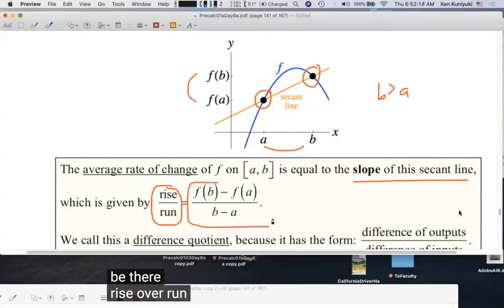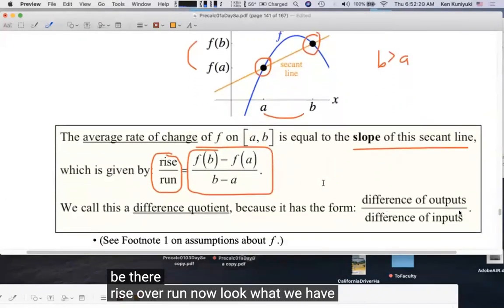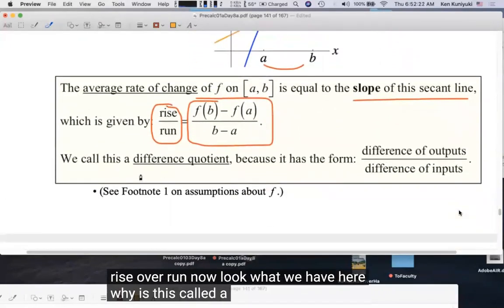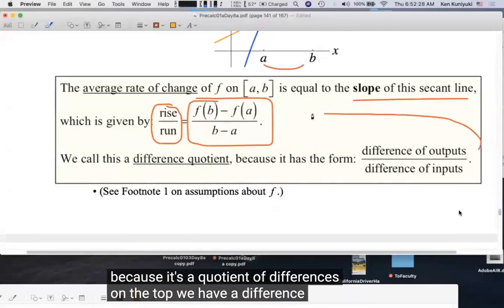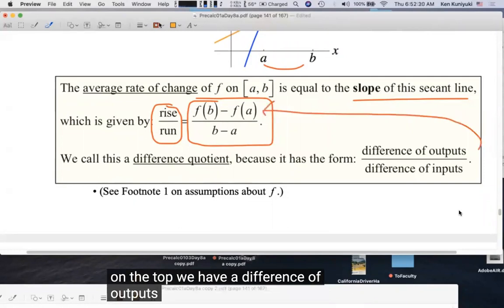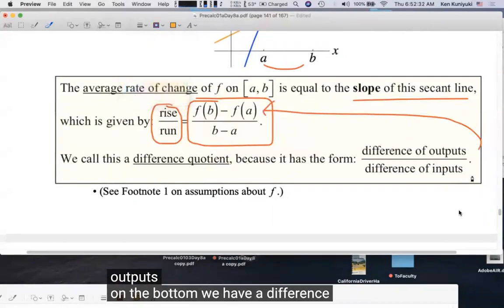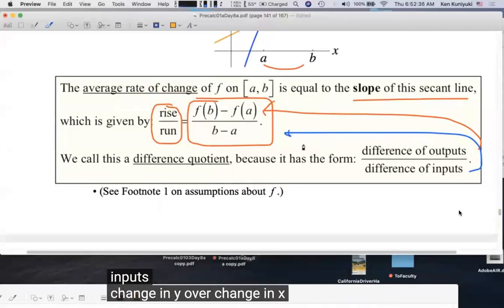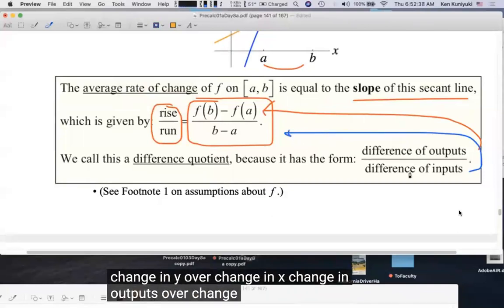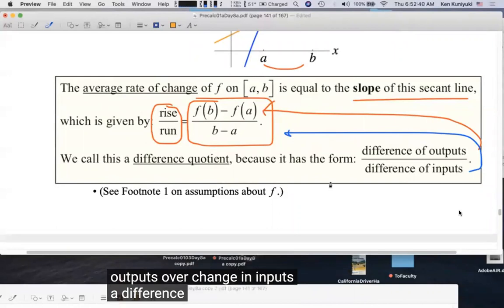Rise over run. Now look what we have here. Why is this called a difference quotient? Because it's a quotient of differences. On the top, we have a difference of outputs. On the bottom, we have a difference of inputs. Change in y over change in x. Change in outputs over change in inputs. A difference quotient.